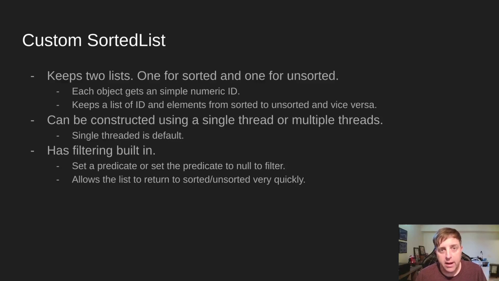At a very high level, my custom sorted list uses two versions of the list internally, one sorted and one unsorted. It also can be constructed using single threads or multiple threads. The single-threaded model gives a pretty good user experience. The multiple-threaded model gives an even better user experience. My custom sorted list also has filtering built in. In JavaFX, we can attach a filtered list to a sorted list. And I found a small performance issue when you were going from a filtered version of the list to the unsorted version of the list. To address that, I built filtering into my list and fixed the issue. Let's take a look at the running code.